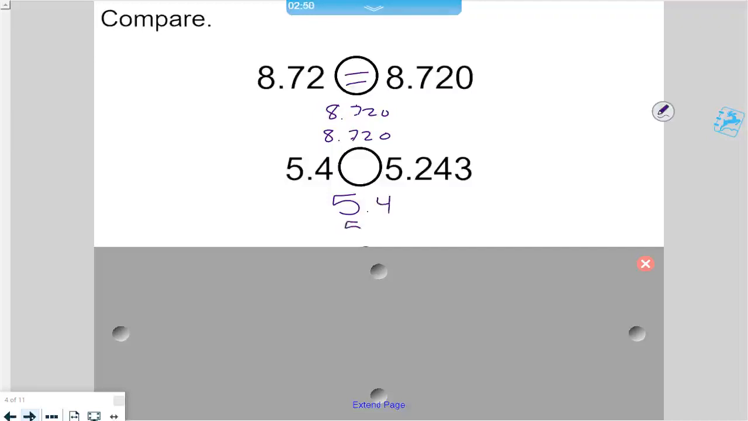Well, let's come down here. 5.4, 5.243. It's always important that we line our decimal points up. My 5's are the same. So here's what's different. 4 and 2. 4 is greater than 2. So 5 and 4/10 is greater than 5 and 243 thousandths.